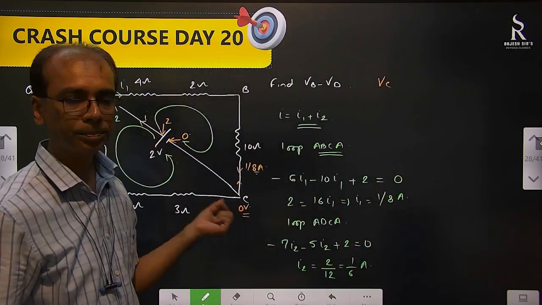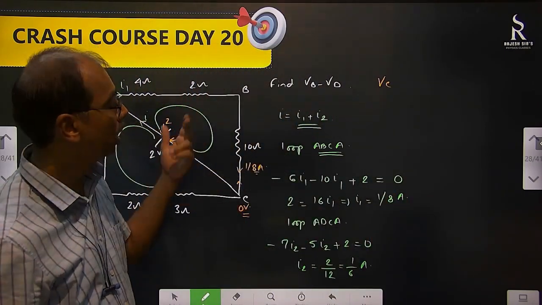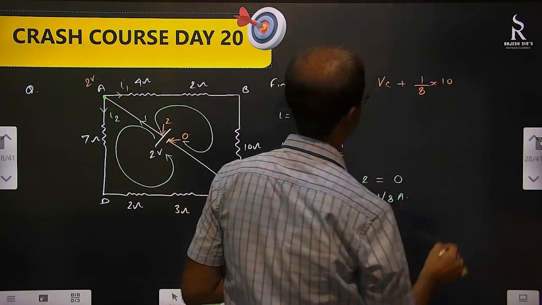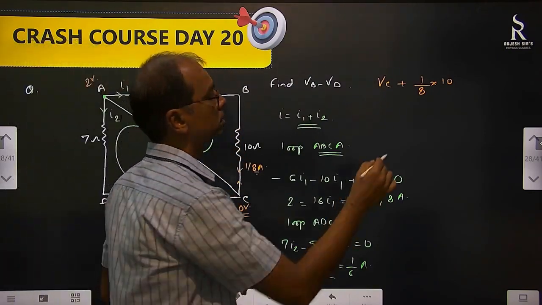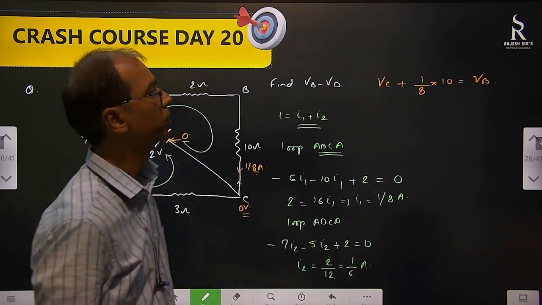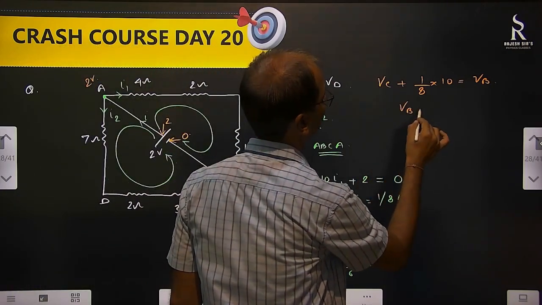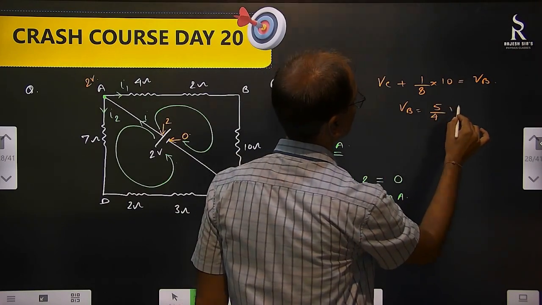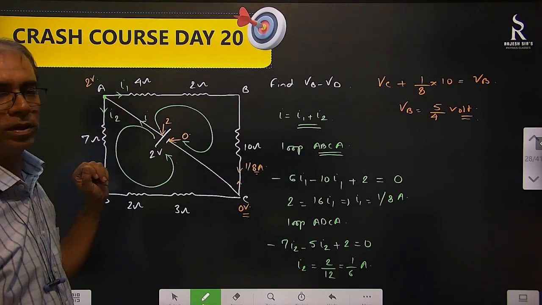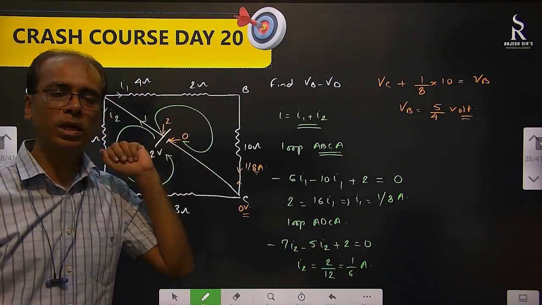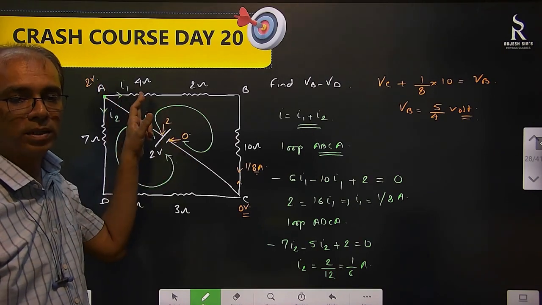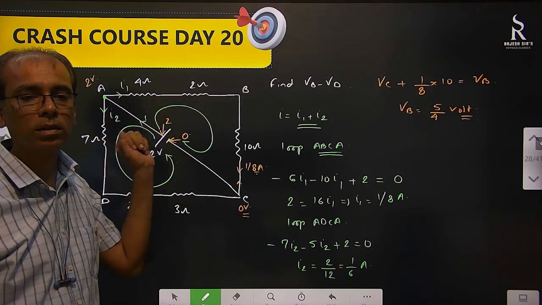So see, VC plus IR plus 1 by 8 into 10 IR equal to VB. But VC is 0, right? So we got what? VB is equal to 5 by 4 volt. We could have done from here also. Yes, obviously. Here we would have gone in the same direction as current. So then potential would have dropped. So we would have written 2 minus 6I1 equal to VB.